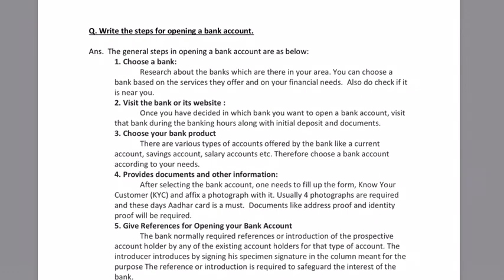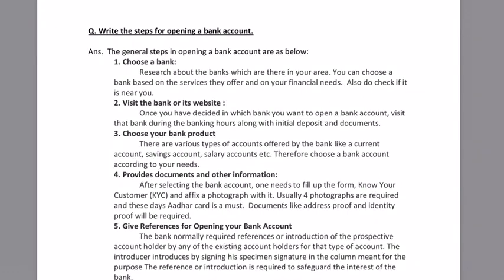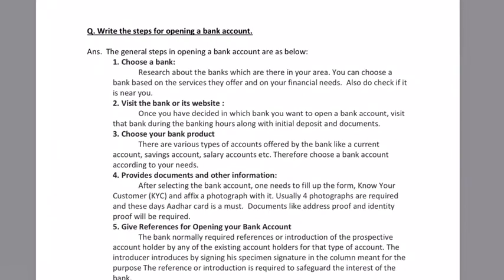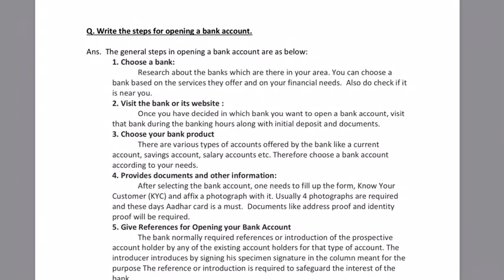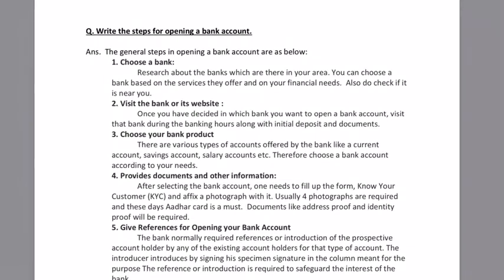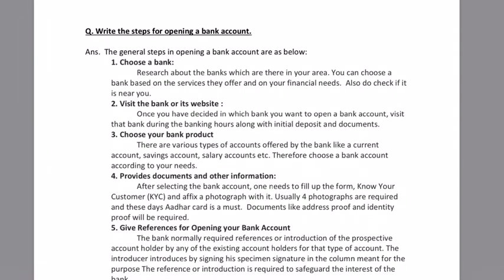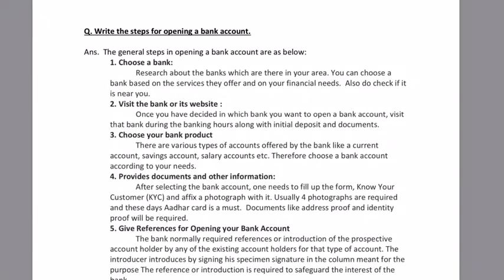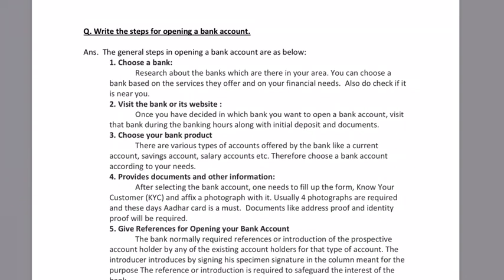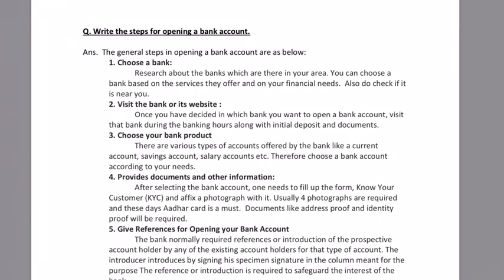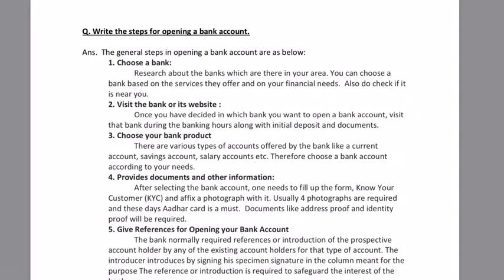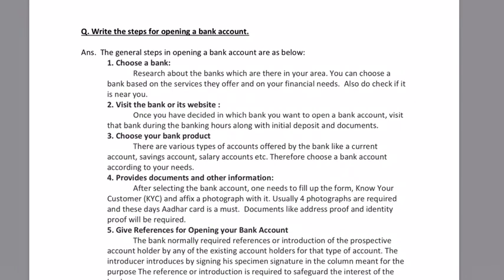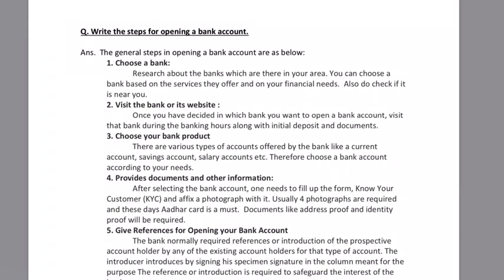The next step is visit the bank or at least go through the website. So once you have decided in which bank you want to open an account, do visit the bank during the banking hours along with the initial documents, and also go through the website to know what services they offer and if there are some clauses that you should be aware of. Then choose your bank product. So what is the kind of account you want to open with the bank? So whether it is current account, savings account, all these things you have to consider and choose accordingly. Then provide documents and other information.